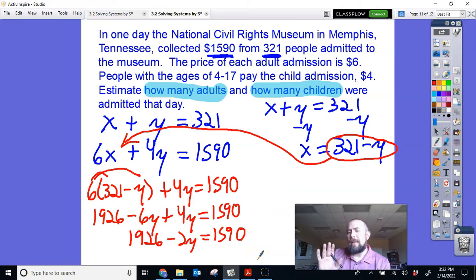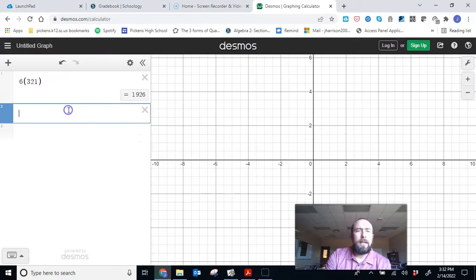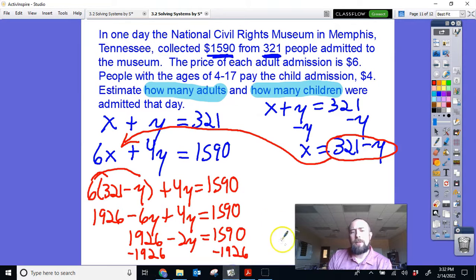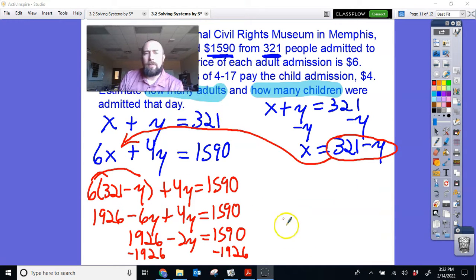I'm going to move over to a different portion of the screen here. Not really skip steps. So you can see that over here, I'm going to subtract the 1926. So when we take 1590 minus 1926, we are going to end up with negative 336. Negative 2y equals negative 336. We divide by negative 2.